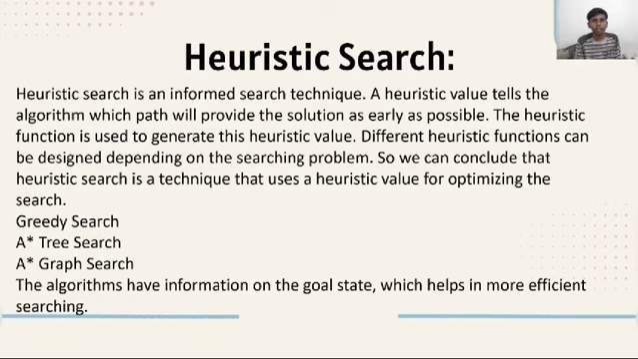So now let us discuss the heuristic search technique and the algorithm used for the eight puzzle problem. We use the heuristic search technique, also known as informed search, because we need information about the goal state since the beginning of the problem. Heuristic search is used to generate the heuristic value based on the goal state and the current state. Examples of heuristic search are A-star tree search and A-star graph search.